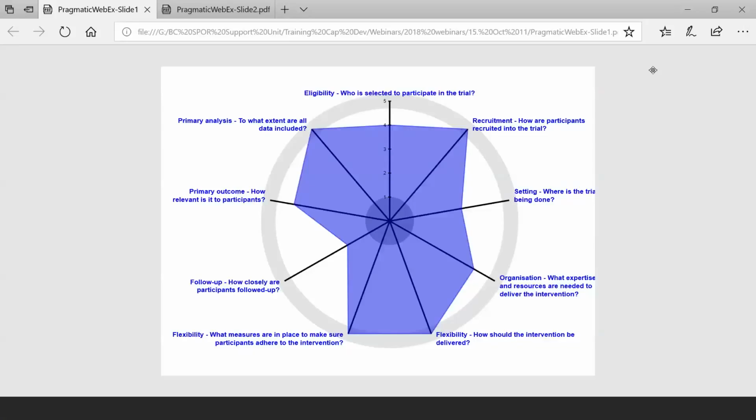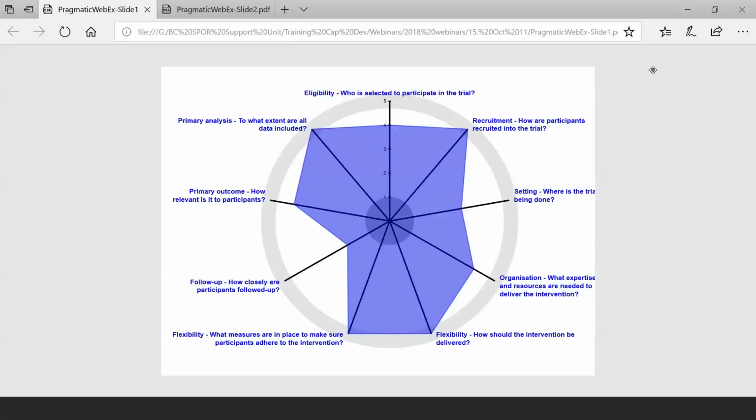And then again, how closely are we following patients? Usually in explanatory trials, we follow people very often and quite routinely, rather than routinely. The primary outcome, again, is it relevant to the participants, or is it just a biochemical outcome or something? And then finally, the primary analysis. In a pragmatic trial, you would always be doing an intent to treat analysis, because you are really saying, how well is this going to work in practice? If we put it out there, some people will take it, some people won't, as opposed to an explanatory trial where you're likely to do both an ITT and a per protocol analysis.